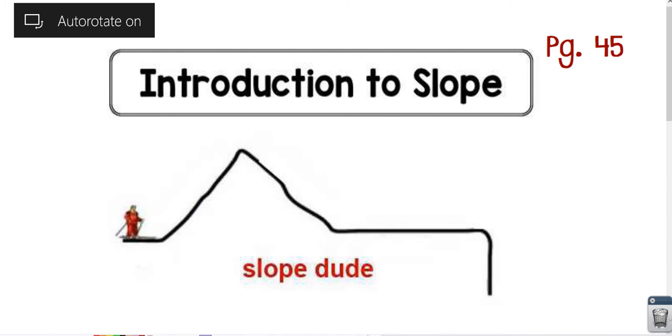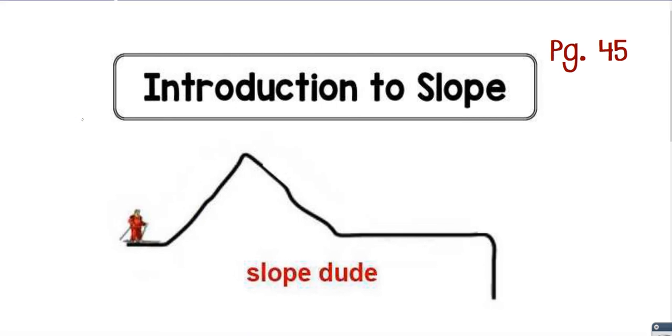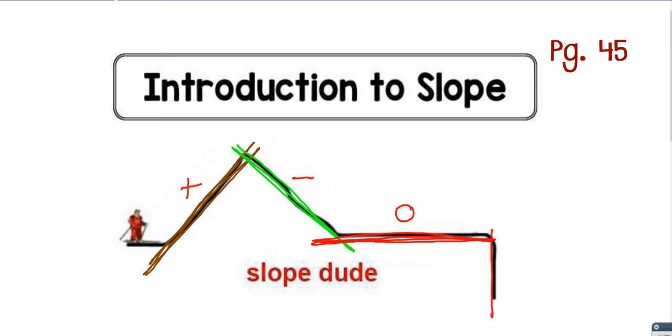So, after you watch Slope Dude, hopefully that helped you understand that when you see a line moving in this direction, it is going to have a positive slope, puff, puff, positive. When you have a line moving down, it is going to have a negative slope, nice negative. When you have a flat line or a horizontal line, it is going to have a slope of 0. And when you have a vertical line going up and down, you have a slope of undefined. So please make sure you write this information down.